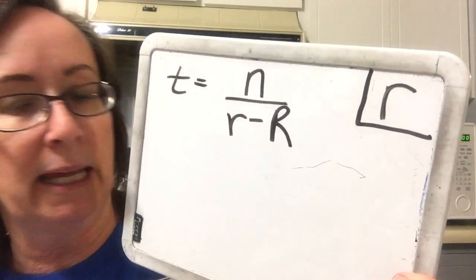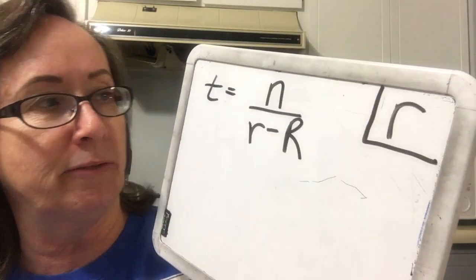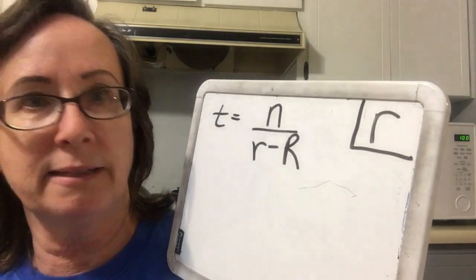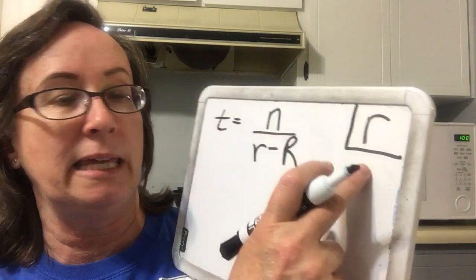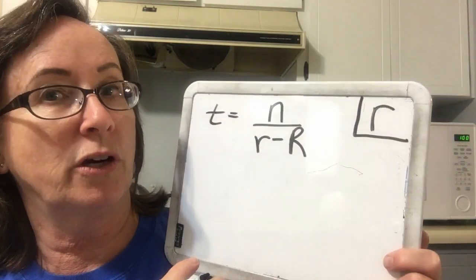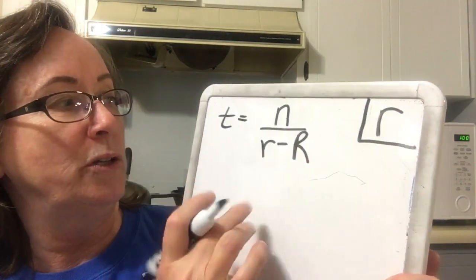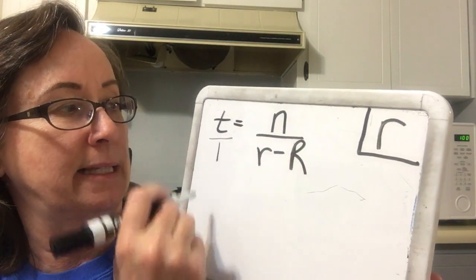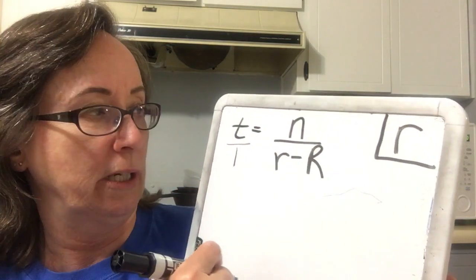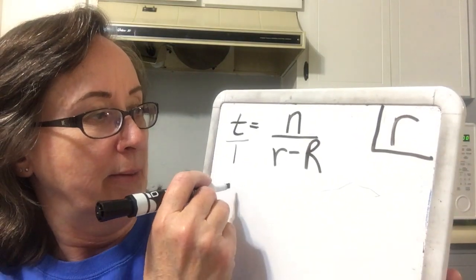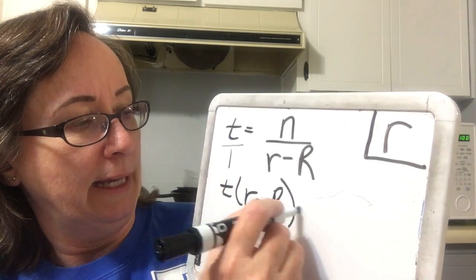Okay, so this was in 8.4, solving a formula for a different variable. So if your boss gave you 50 of these problems, but on each one of them he didn't want t, he wanted r, you could turn the whole equation around and solve it for r. To do that, since I have a proportion, I'm going to cross multiply. So I'm going to get t times r minus big R is n.